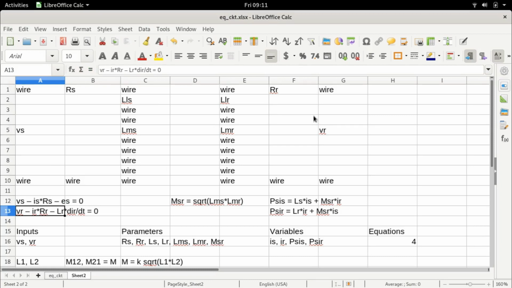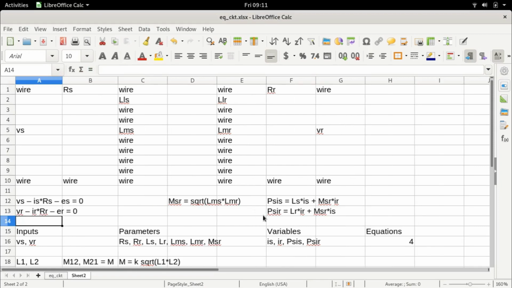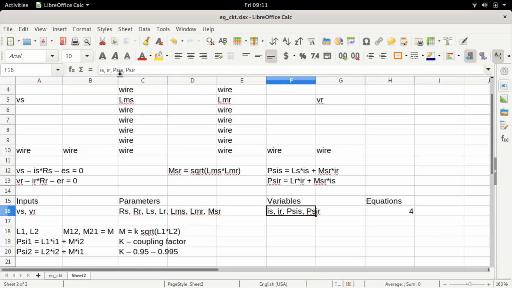That is, the voltage applied is equal to the drop across the rotor resistance and the induced EMF across the rotor. So this can be changed to ER. So now we have actually added two more variables. The variables are ES and ER. Right? We now have 6 variables. Therefore, we now have a mismatch between the number of variables and the number of equations.